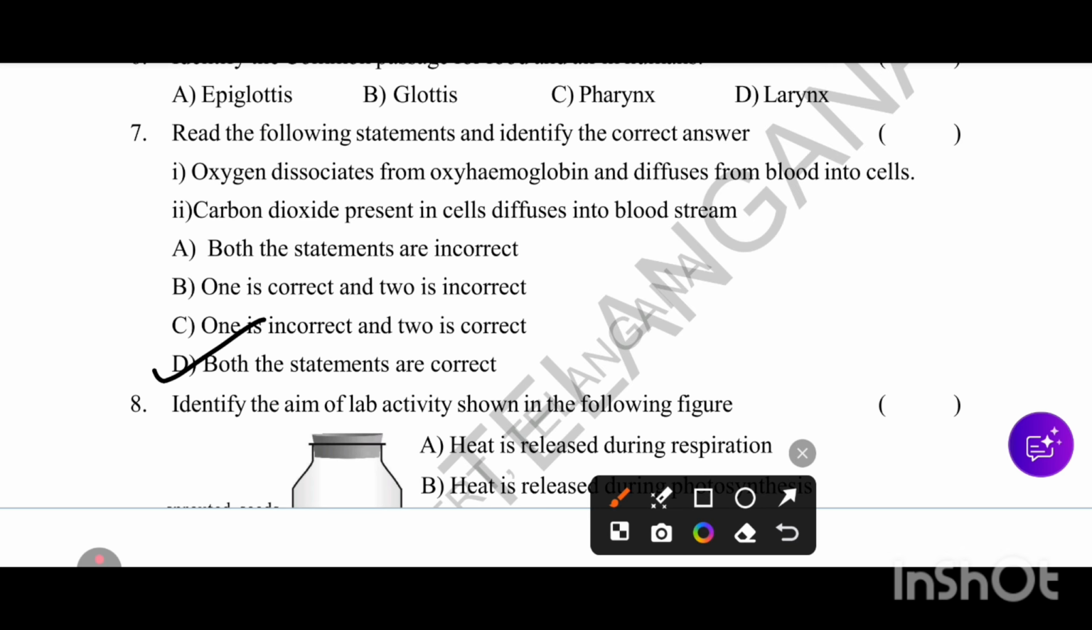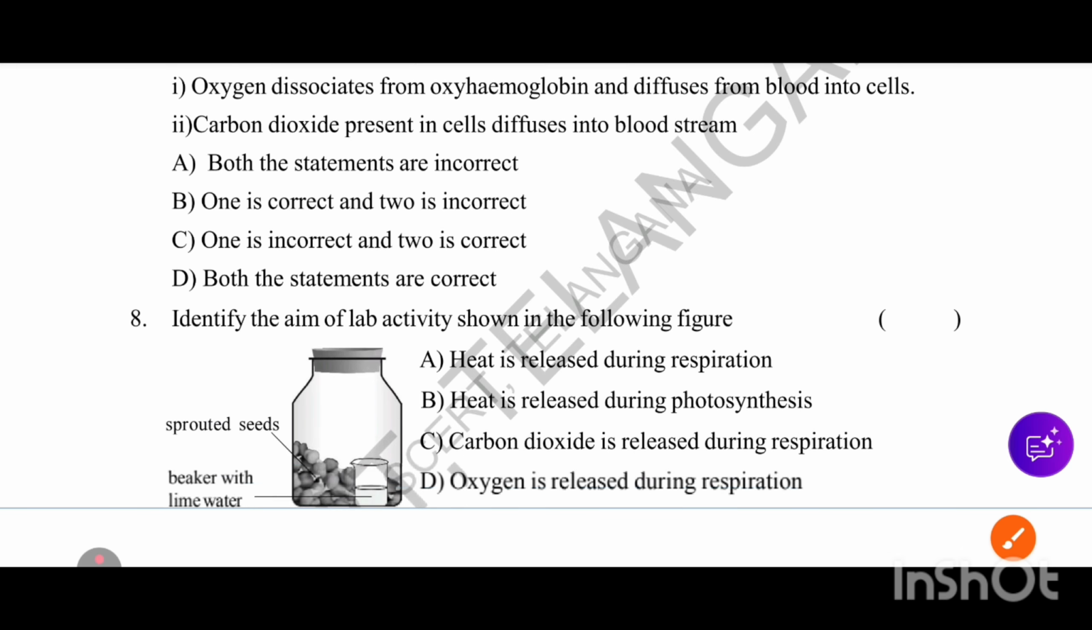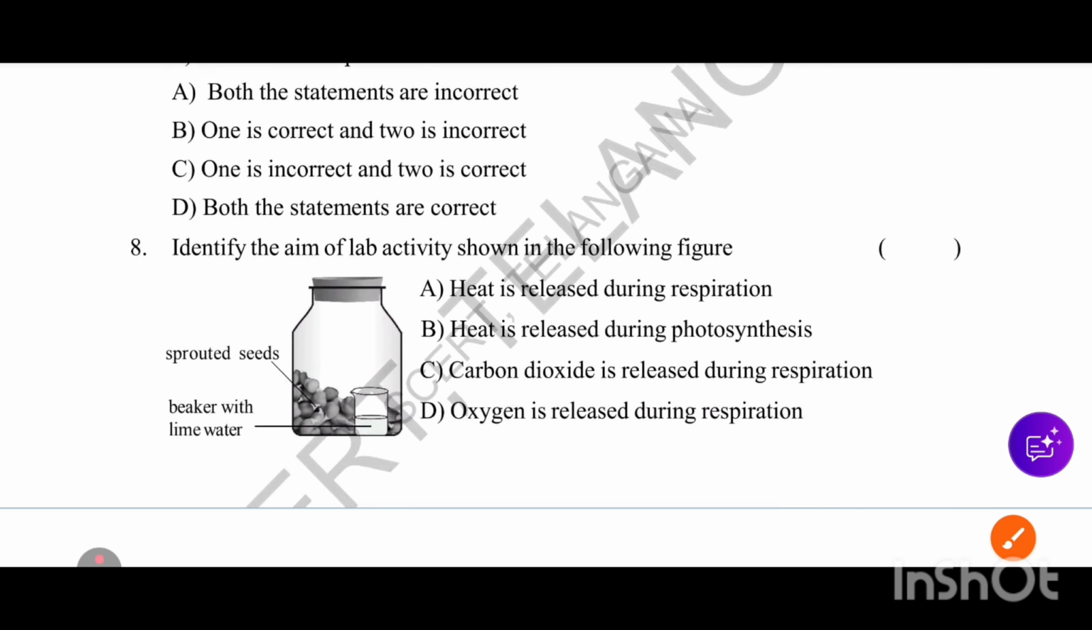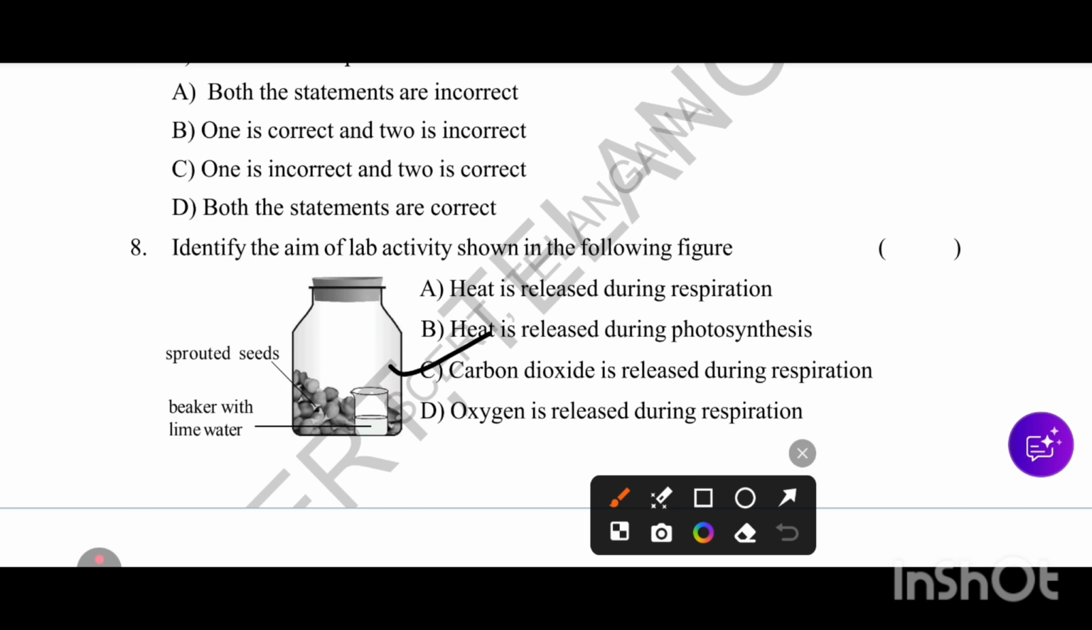So that is for the seventh question bit part. Right option is D. Now the eighth question. Identify the aim of the lab activity shown in the following figure. By seeing this activity, we can understand that carbon dioxide gas is released during respiration. For the eighth question, the right option is C.